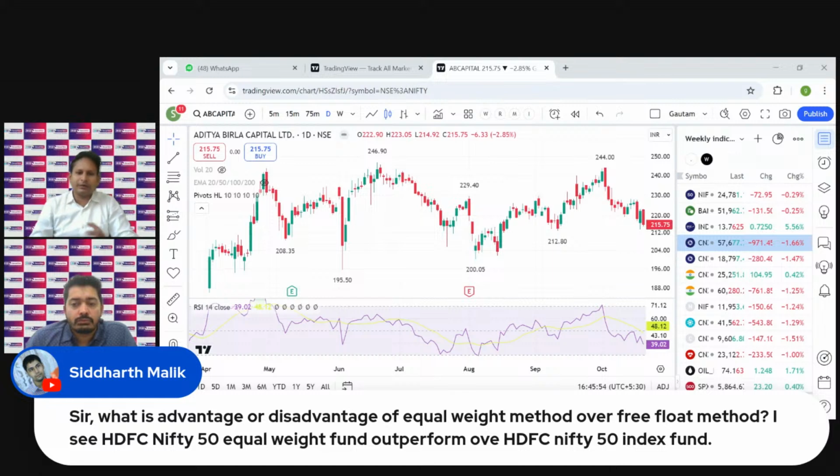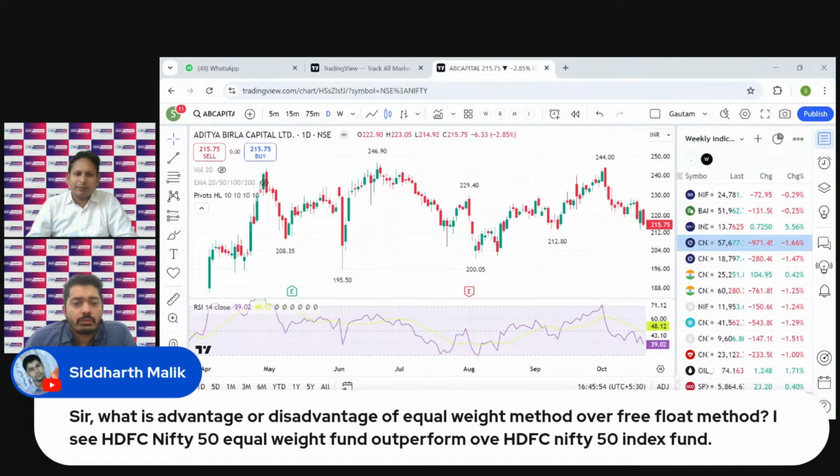Whereas in the case of the equal weight index, you will see that since there is a 2% weight allocated to Reliance and only 2% to HDFC, whereas the remaining 96% of the index is all stocks moving up, that will outperform the free float index. So again, it's a different methodology through which this index is constructed. Now, how to identify which index is better? Again, it's a call to be taken from time to time.